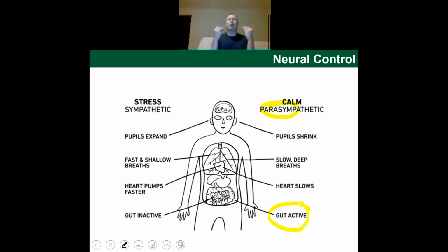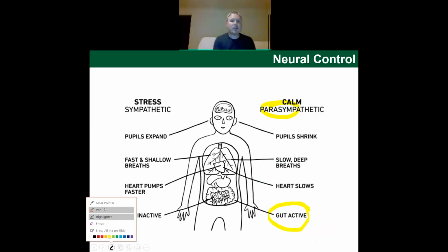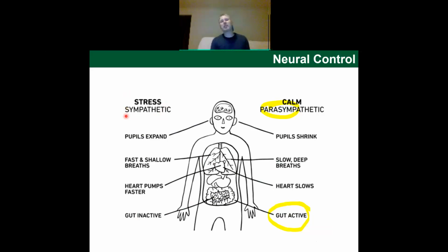Your pupils are small, you're relaxed. That's when your digestive system is active. When you are in a situation where you're, for example, worried about being attacked by a lion, that's when your sympathetic nervous system would be active. You're only worried about staying alive then, and in that immediate time.